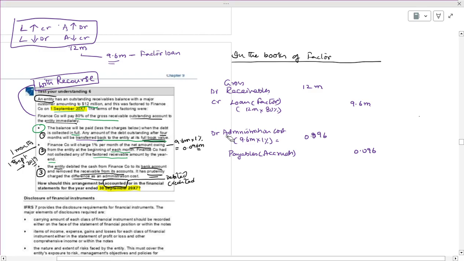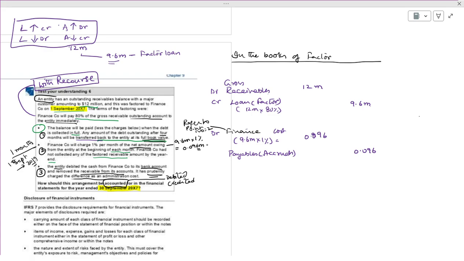This is a finance cost. I have written it mistakenly; I will write this very clearly. Point number 2, finance cost. Refer to point number 2. Finance cost is how much? 0.096. Payables, accruals, it has to be.